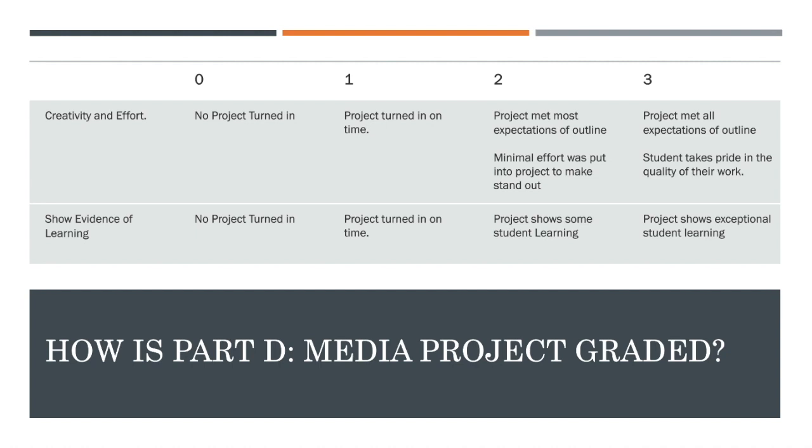How is my media project going to get graded, Mr. Beck? Great question. So I like to be clear and explicit with my rubric, okay? Let's talk about creativity and effort. You're not going to get any points if you don't turn anything in. Fair? Fair. Okay? You'll get 1 point if you turn the project in on time. You'll get 2 points if you met most of the expectations of the outline and minimal effort was put into the project to make it stand out.